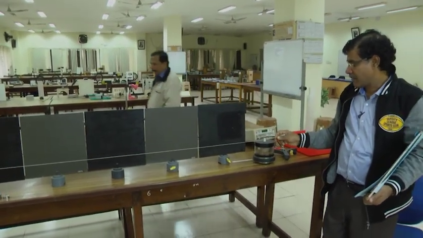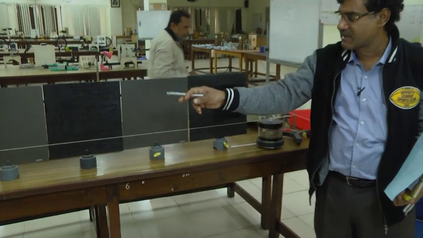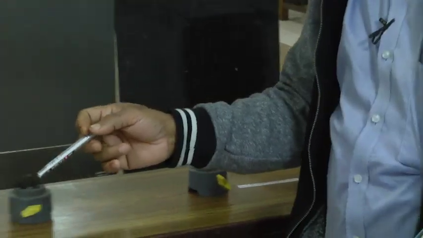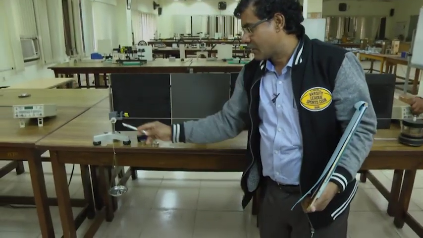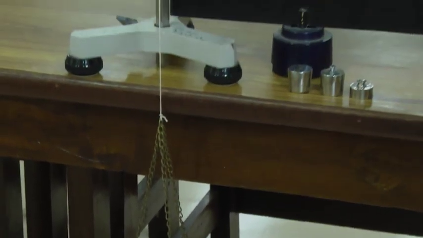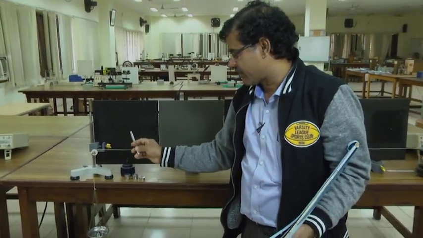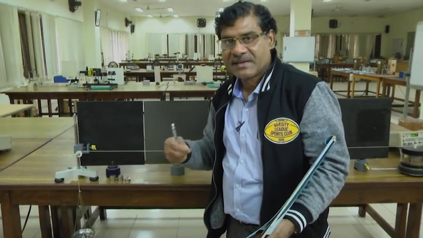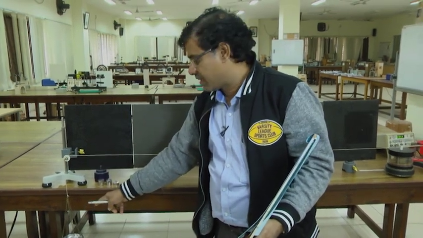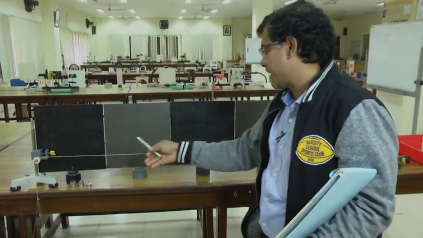So we have taken the distance between this end and this other end, okay? At this other end, we put some weight, so that gives the tension of this wire, of this thread basically. So we can change the tension of the thread by changing the mass at this end. So this is basically a string.